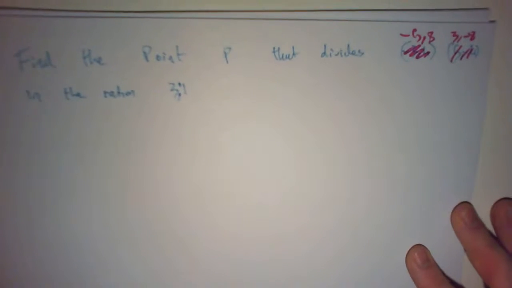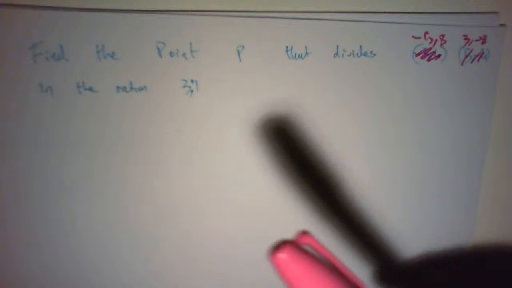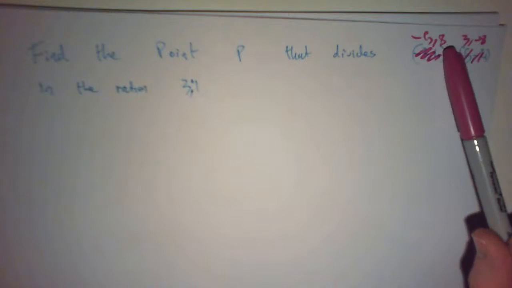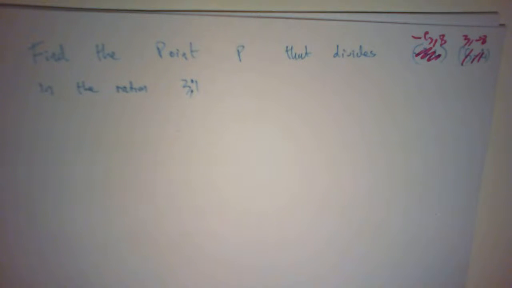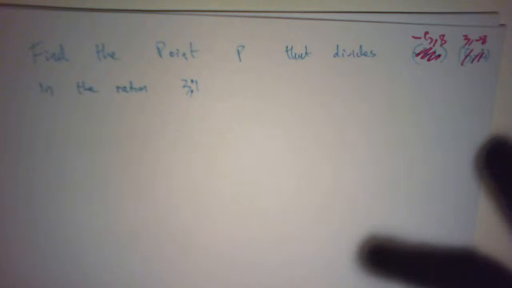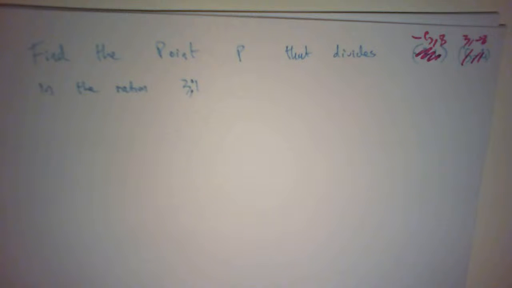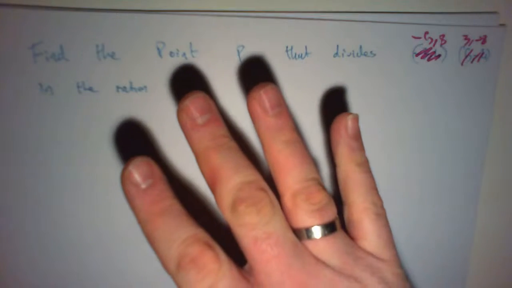Scrap that. We go minus 5, 8, and we'll go 3 minus 8. Make it a bit nastier. Okay, so here we go. We're going to try this one. Find the point P that divides this line in the ratio of 3:1. Okay, so I'm going to pause and give you a shot at this. 3, 2, 1, pause.